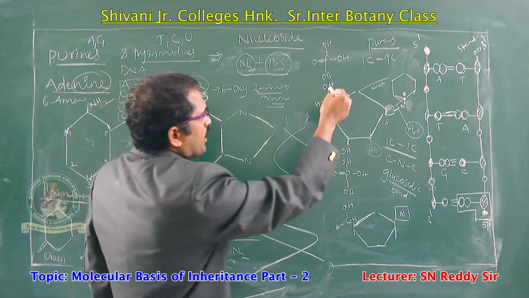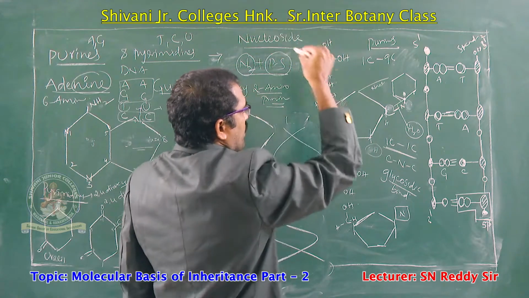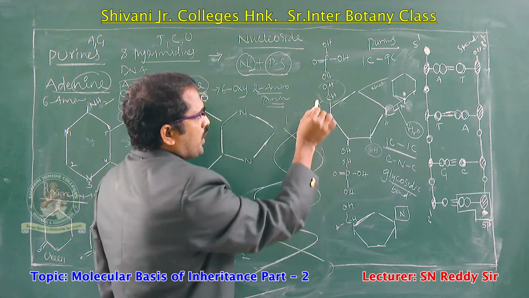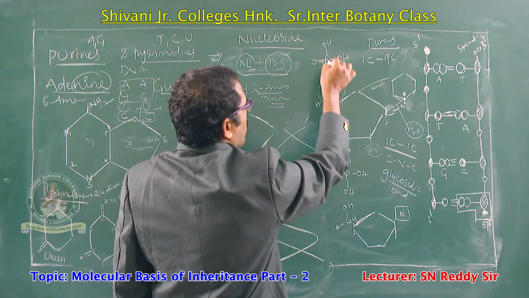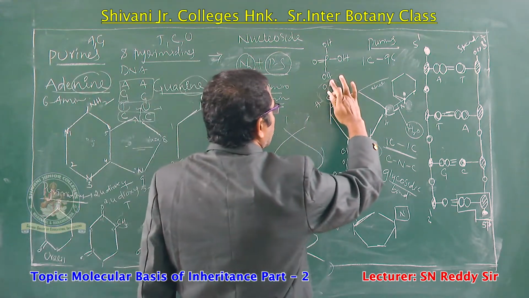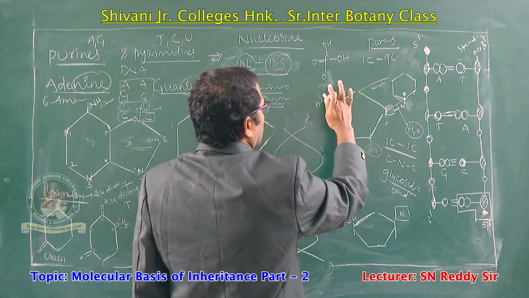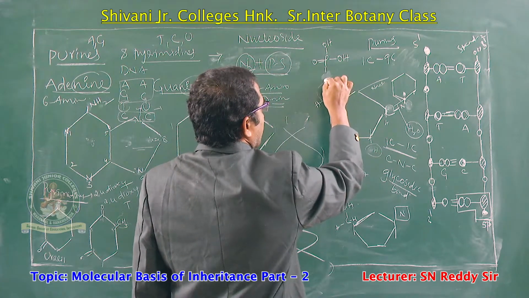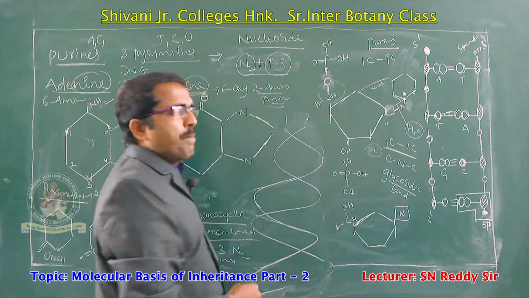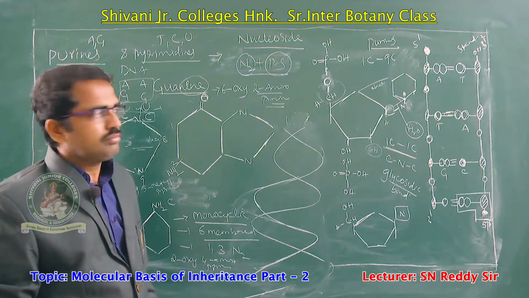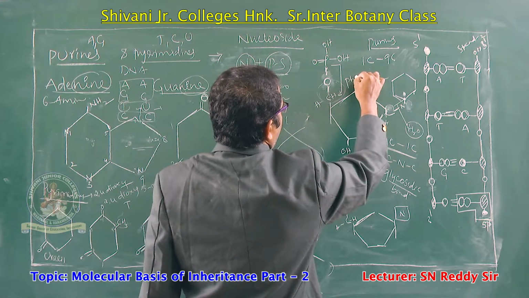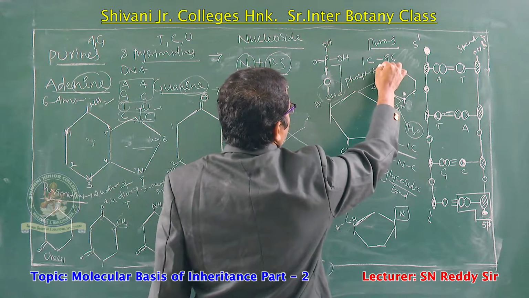Now you see, this is the phosphoric acid. This is the fifth carbon of the pentose sugar. The fifth carbon of the pentose sugar and phosphorus make a bond. So here also you eliminate water, H2O. Now there is a bond formation. That bond is the phosphoester bond.